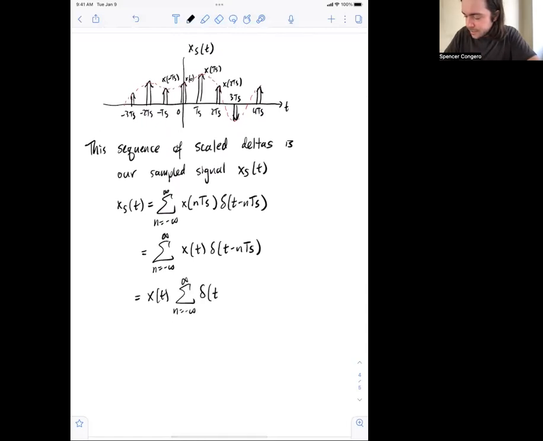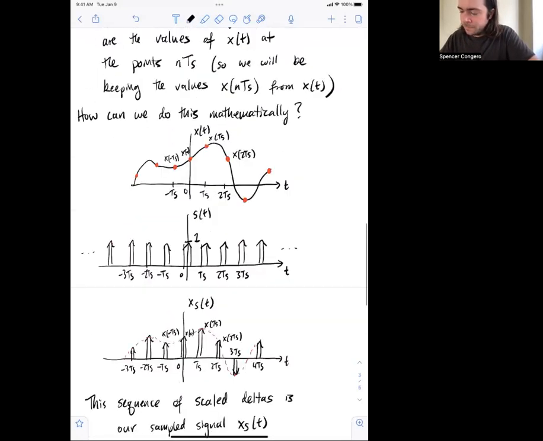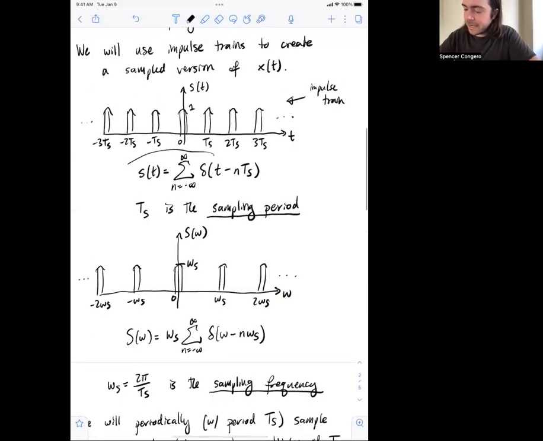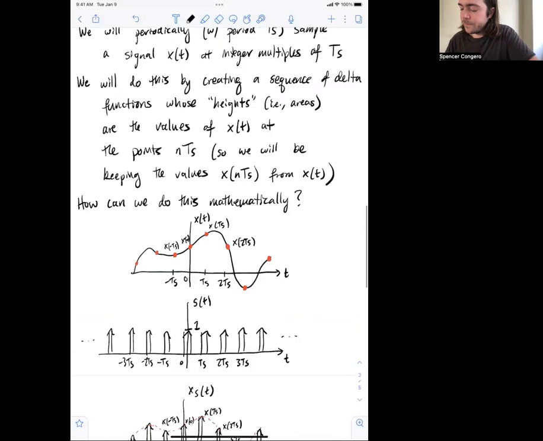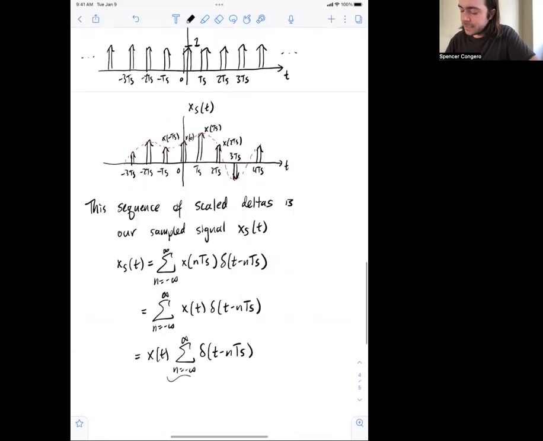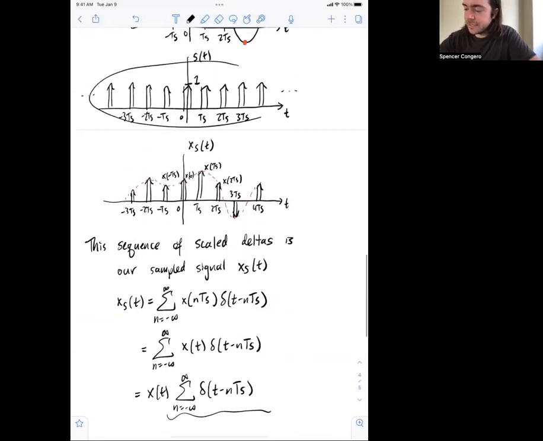I'm left with these deltas. But now what are those deltas? Where have we seen that before? Well, that's exactly my s of t signal. It's just a bunch of delta functions shifted to be at integer multiples of the sampling period. Okay, that's exactly what I have here. That is what this is. Okay, this is my s of t.